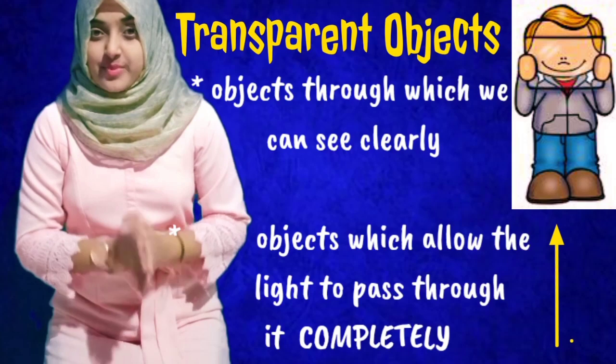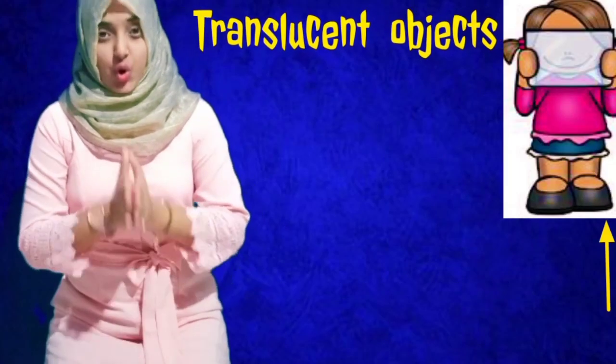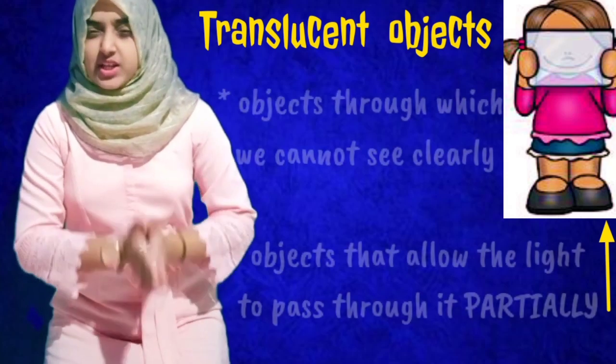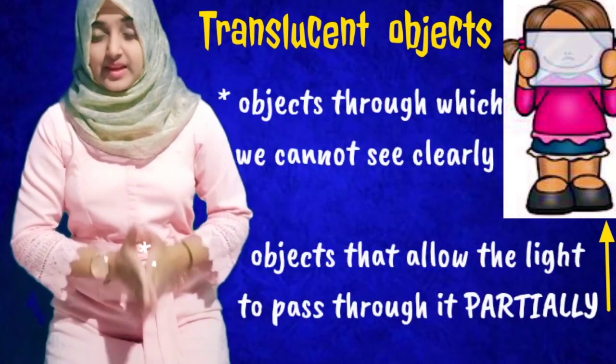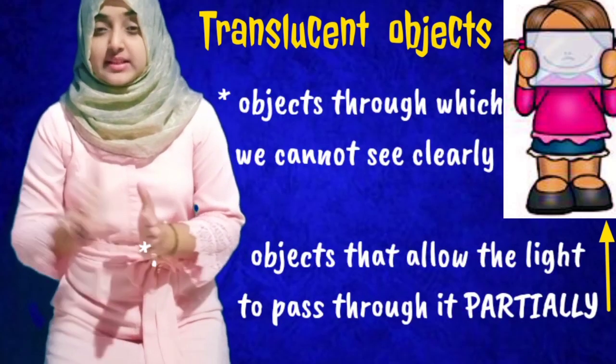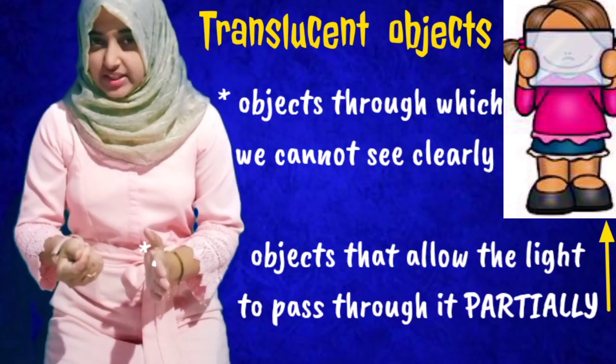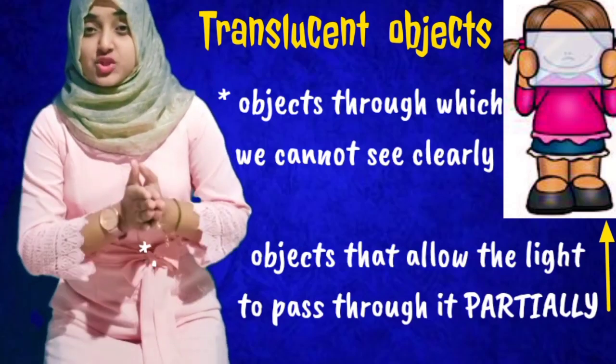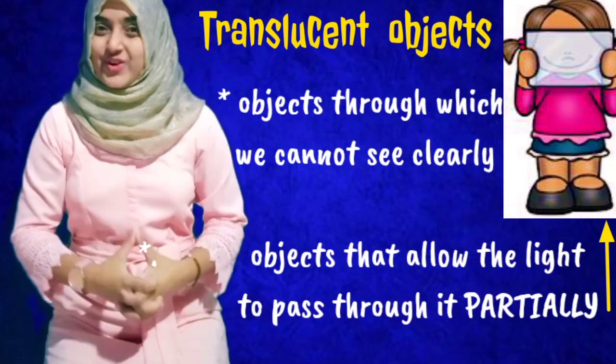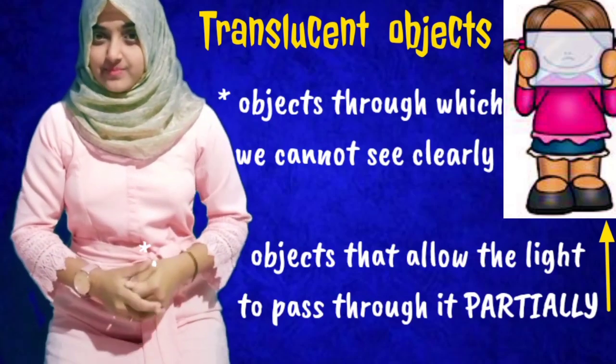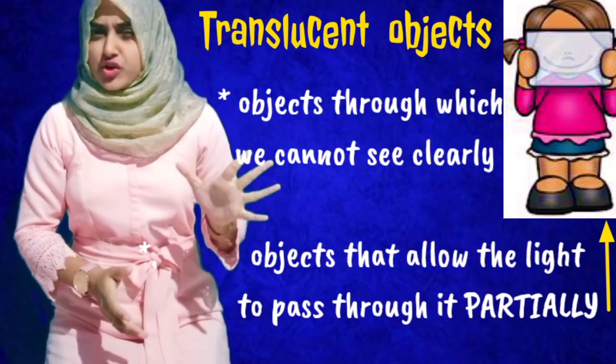are all transparent. Now, translucent objects. The objects through which we cannot see clearly and that allow only partial light to pass through them are called the translucent objects. For example, the butter paper, greasing paper, frosted glass, etc.